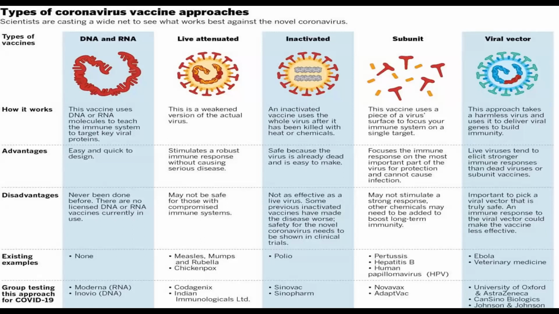Types of coronavirus vaccines approaches. So ito yung may mga types ng coronavirus vaccine. DNA and RNA, the live attenuated, the inactivated, the subunit, and the viral vector. So how it works? Sa DNA and RNA, this vaccine uses DNA or RNA molecules to teach the immune system to target key viral proteins.